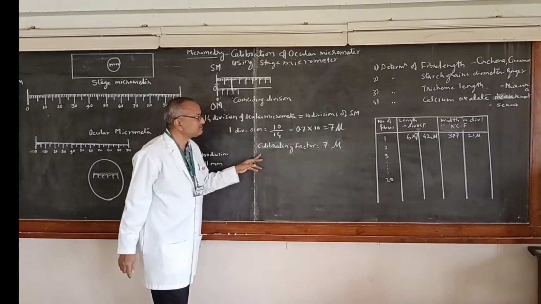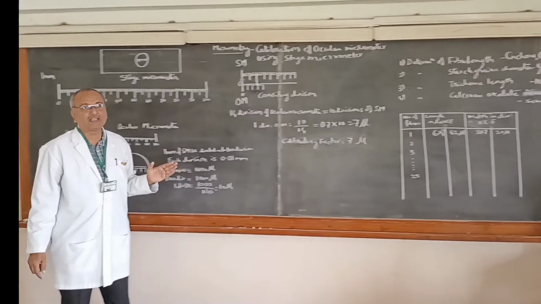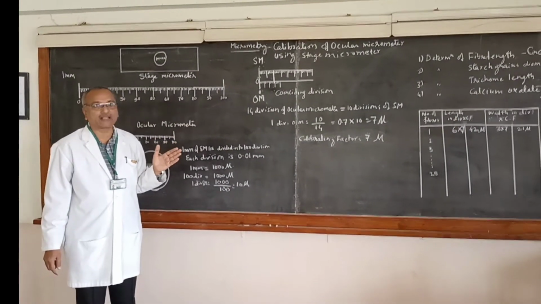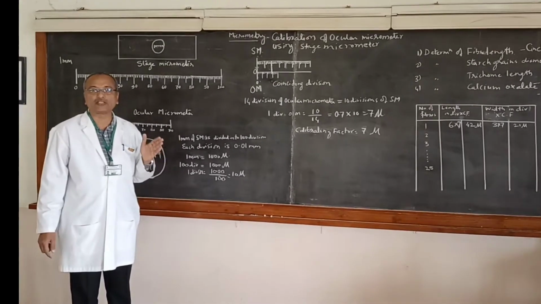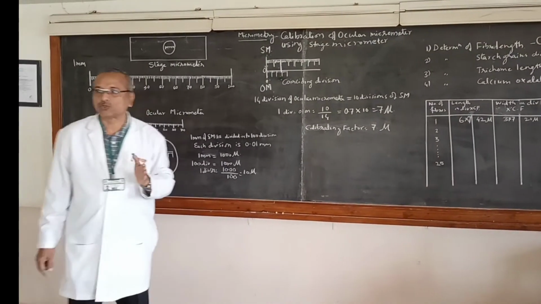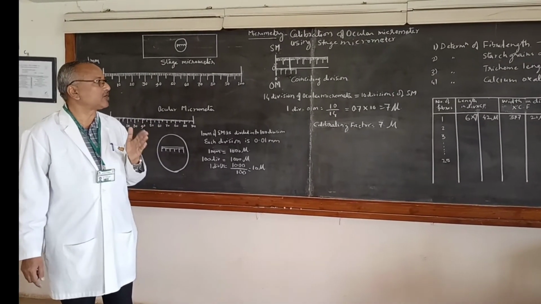And so these units we are using for measuring the fiber length, starch grains, trichome length, as well as the calcium oxalate crystals, or any other cellular contents that will be there. Those things can be measured using this ocular micrometer itself.